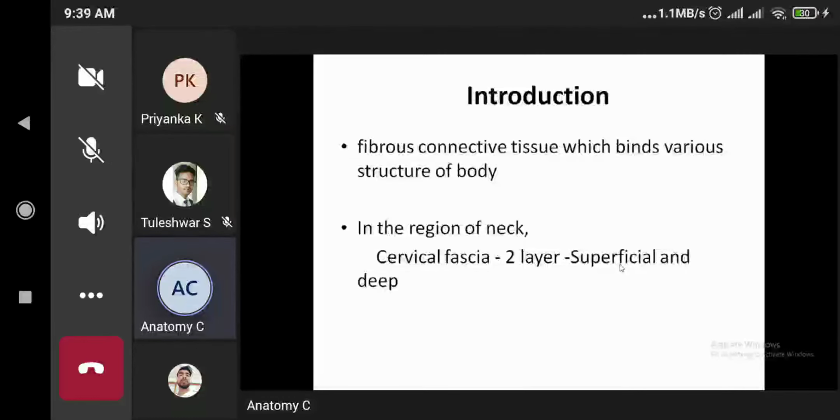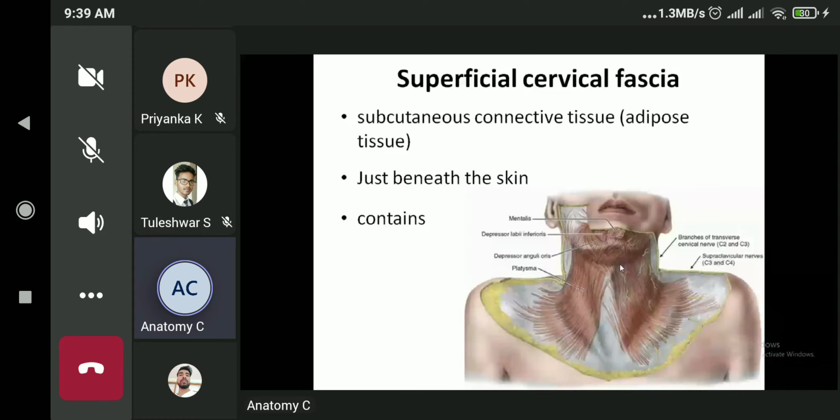Of the neck, this fascia is named cervical fascia, which consists of two layers: the superficial layer and the deep layer. So it consists of superficial cervical fascia and deep cervical fascia. The superficial cervical fascia, as the name suggests, is the subcutaneous connective tissue, which lies between the dermis of the skin and the deep cervical fascia.